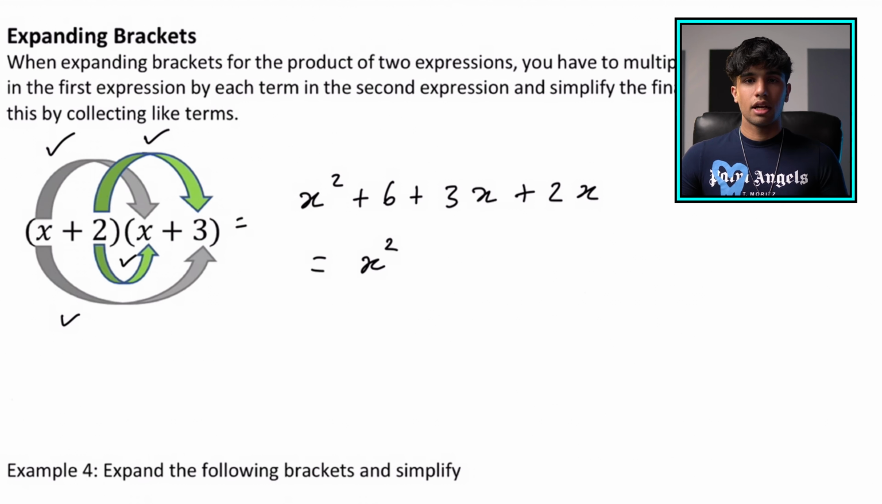Let's write that down. Now let's look at our x's. We have 3x and 2x. They can be added together to get 5x. And lastly, we have 6. There aren't any other numbers on their own, so we write 6 down again. Now that you know the basics, let's try out some questions.